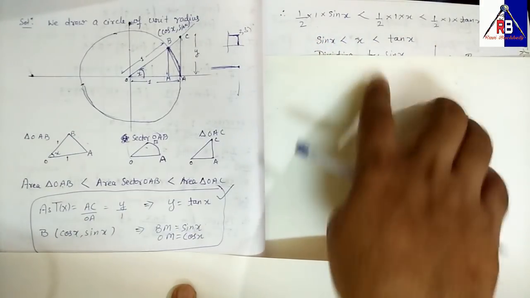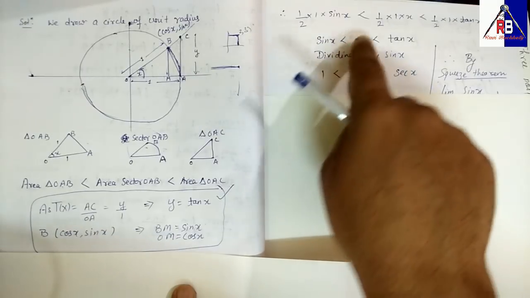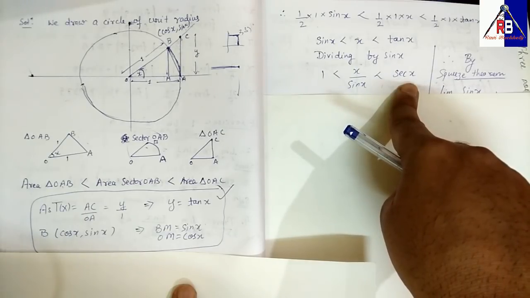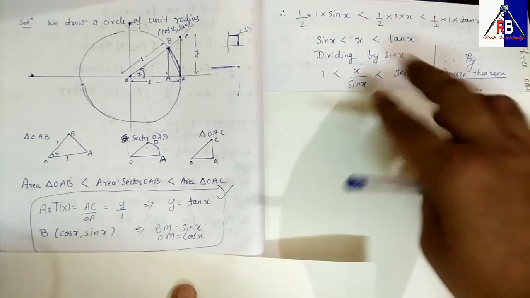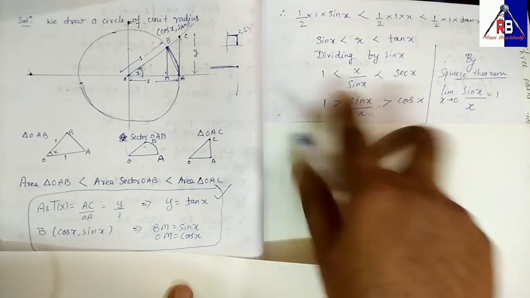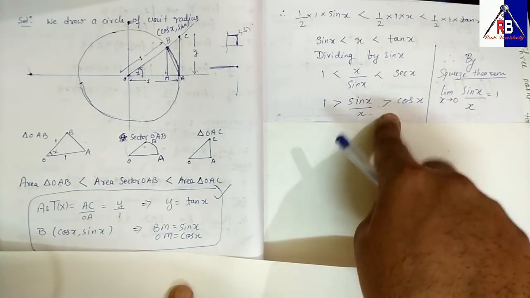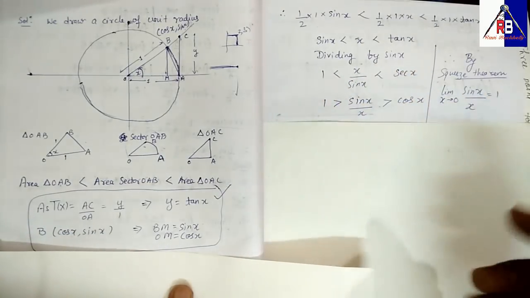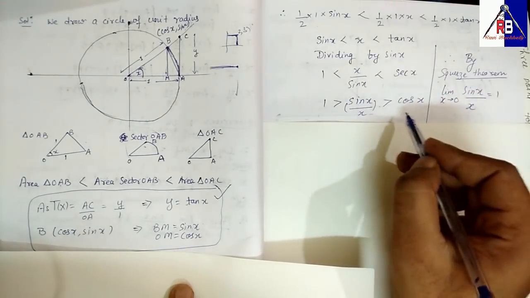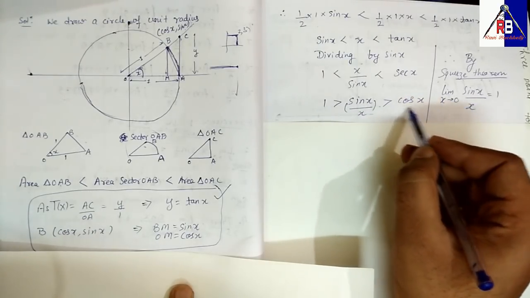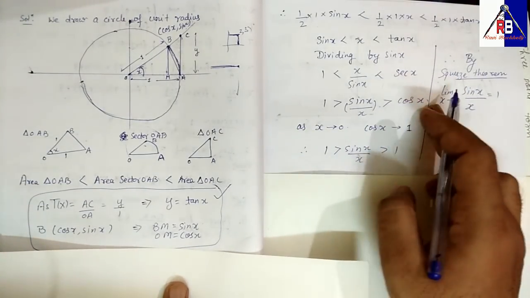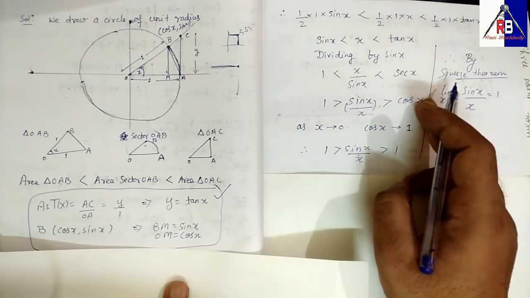Then dividing by sin x, we'll get 1, x by sin x, tan by sin is sec, or 1 by cos. Okay. Now reciprocating it. Okay. When we reciprocate it, the signs will get changed. So see. Yes, reciprocal of sec is cos x. Now we did it to get sin x by x. Now as we know, as x tends to 0, cos x, that is this function, becomes 1. So as x tends to 0, cos x tends to 1. Or simply if x is 0, cos x is 1.